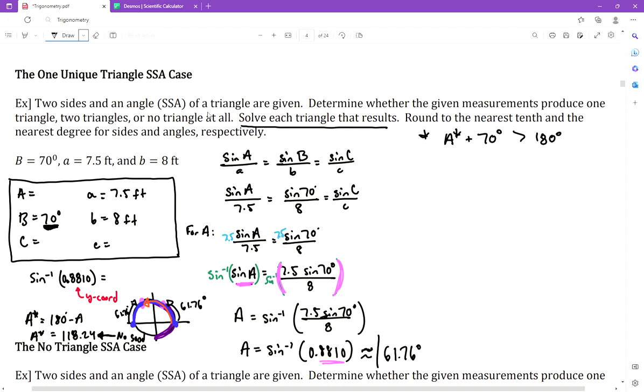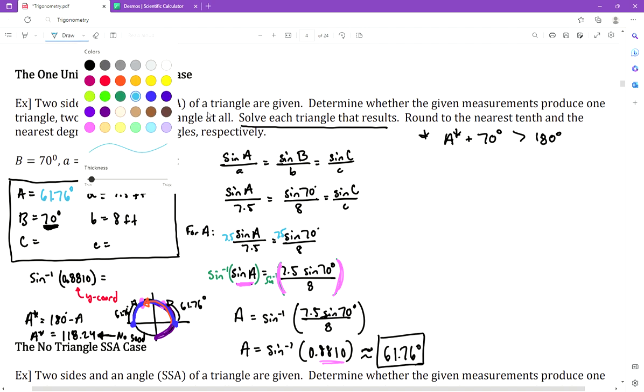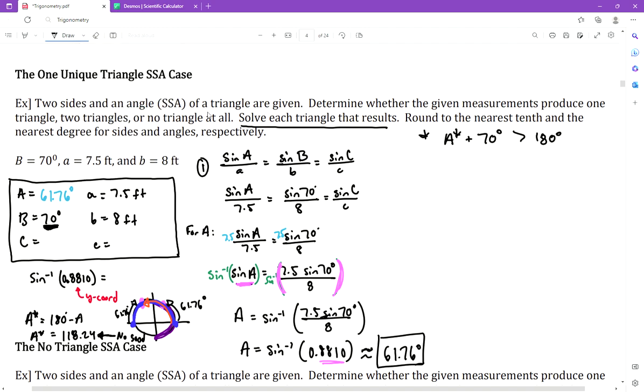Okay, so that means the 61.76 is our only angle. So now we can put it in. Let me do it in blue. 61.76 degrees is the only angle that works. And now that we have two angles, we can find angle C. So step 1 was get that whole thing ready. Step 2 is, let's find the last missing angle.